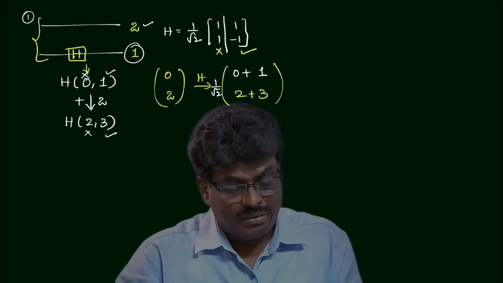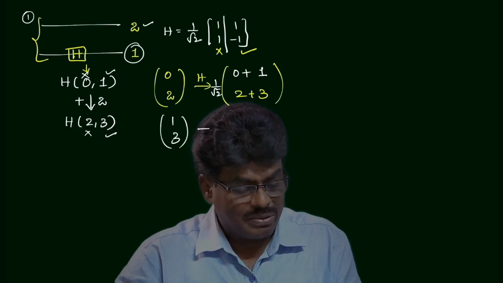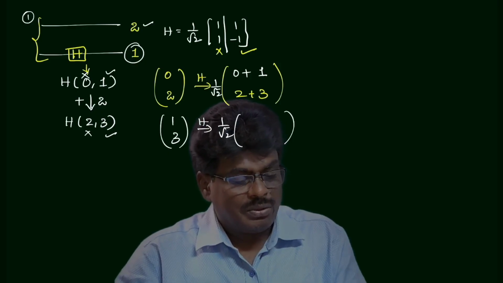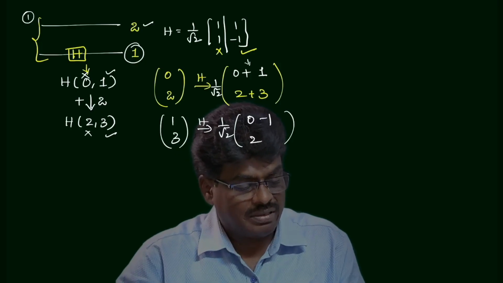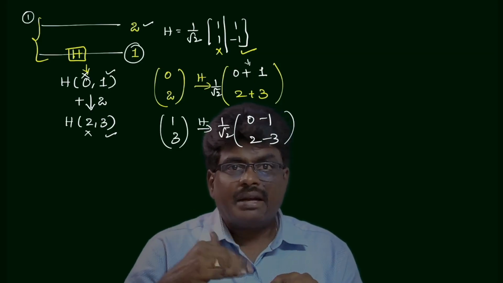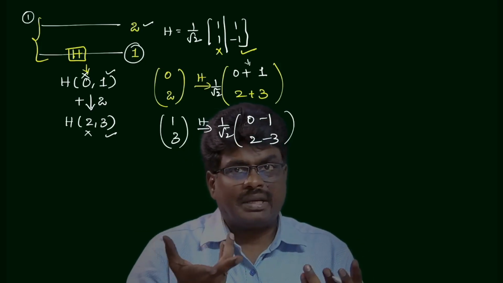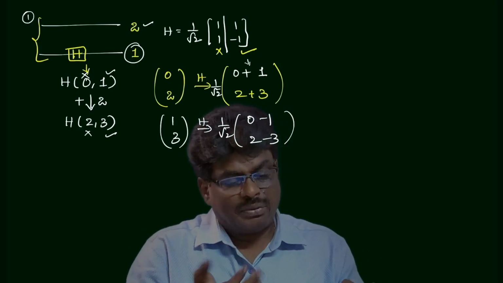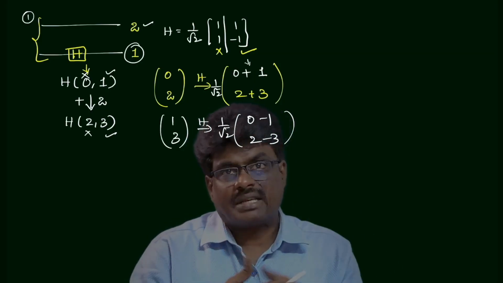Okay, now I'm using the next one, that is a 1 3. Why am I using it like this? It's very simple. You just change the sign of this middle one, that is 0 minus 1 and 2 minus 3. Whenever Hadamard operators are there, you had better take them in that order. Anything you can take, it's not a problem. But if you write the first one, the second one is very easy, just change the middle sign.